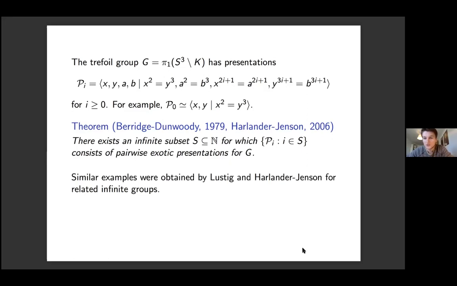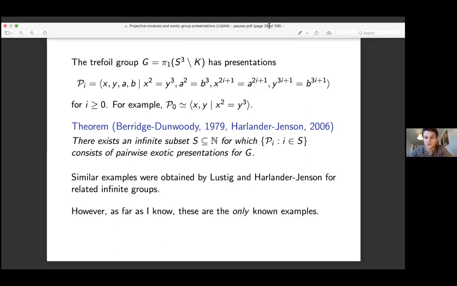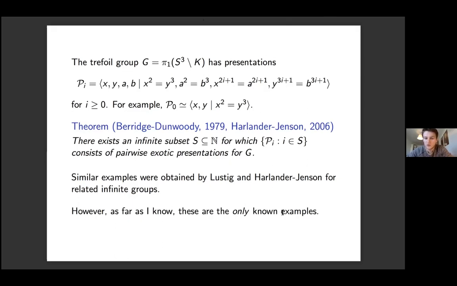So I've gone through two examples. The point I'm trying to make is that there aren't really many other examples. There are similar examples obtained by Martin Lustig as well as Harlander and Jensen for some related infinite groups. But other than these, as far as I know, these are really the only known examples. So really I've given you pretty much everything. And this is one of the issues in the subject: in proving that these things are actually exotic presentations, you run into quite severe algebraic difficulties, and consequently not many other examples have been found.